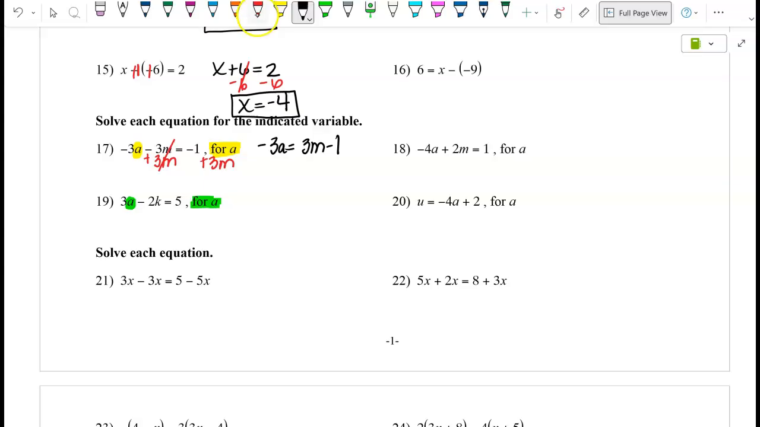And then Ethan, what would I need to do to both sides? Divide by negative 3. I need to move that negative 3 away. So I get a equals, I'm going to divide that negative into the numerator. So negative 3m plus 1 divided by 3. So again, whatever variable they ask us to isolate, the other variable is treated more like a number in moving it.